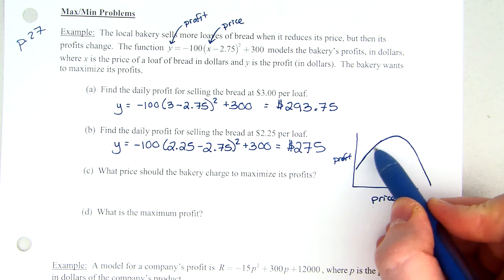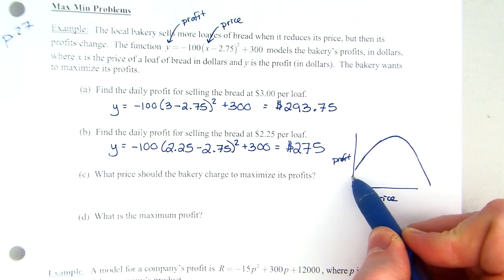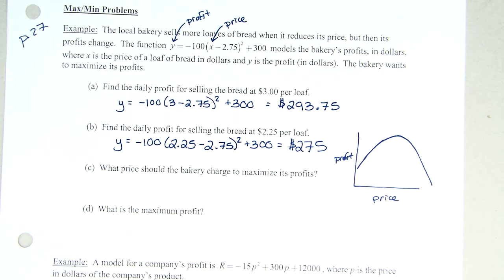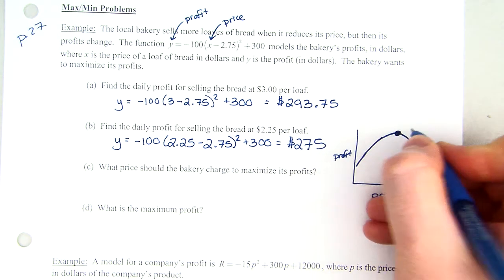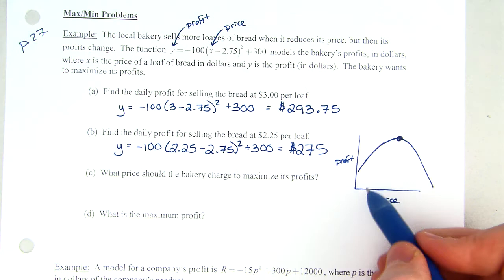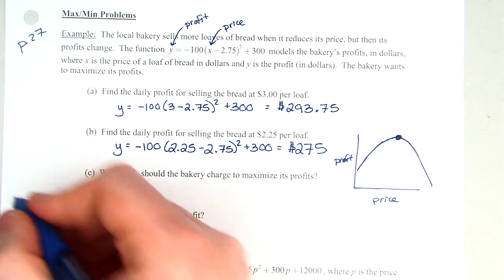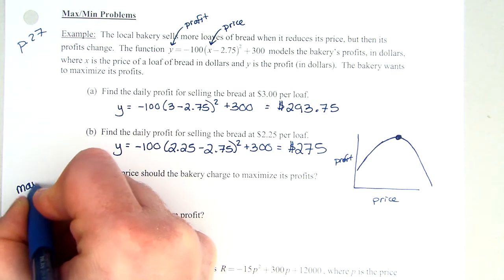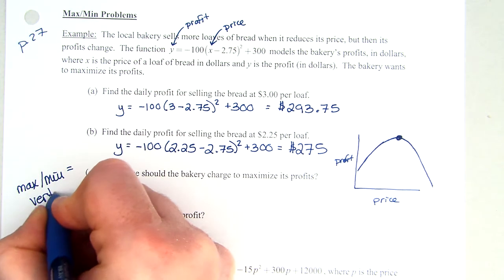Where on the graph should I be looking? What feature of the graph will help me find a maximum? I need to find this point over here. I need to find the vertex. Anytime we're asked to find a maximum, if our parabola is an upside down parabola, or a minimum, if we have an upright parabola, all we have to do is find the vertex. Max or min equals vertex.